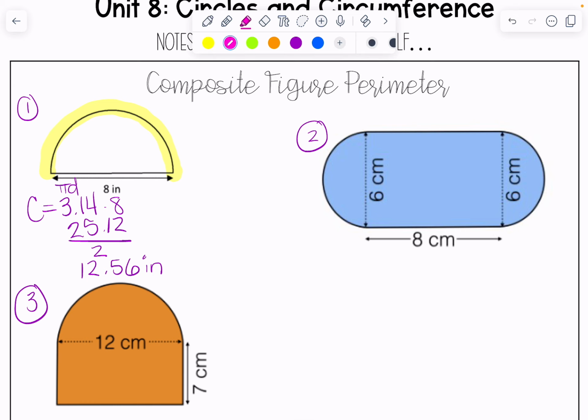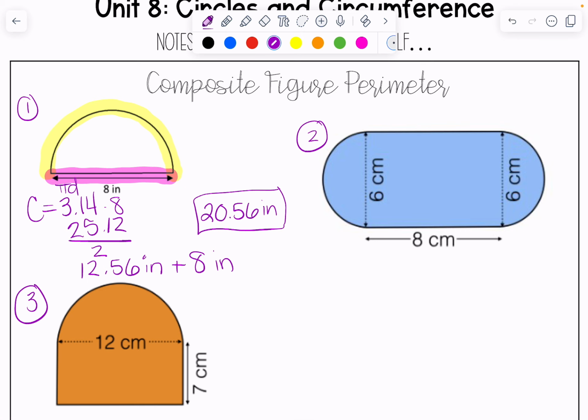And so the 12.56 inches is this curved part, but now I need to complete that shape with this pink area. So I'm actually going to be adding on my diameter back onto it, because I want the distance all the way around the shape. Like imagine walking around that shape, or building a fence around the shape. We would need to add that 8 inches back on. And so then we'll end up getting 20.56 inches as the perimeter of that shape.